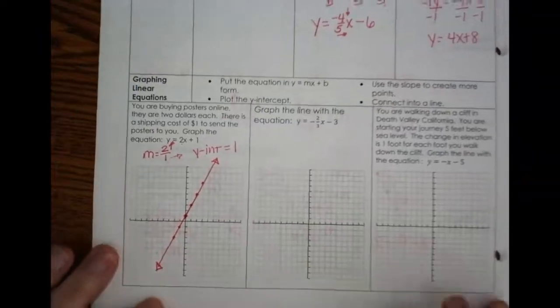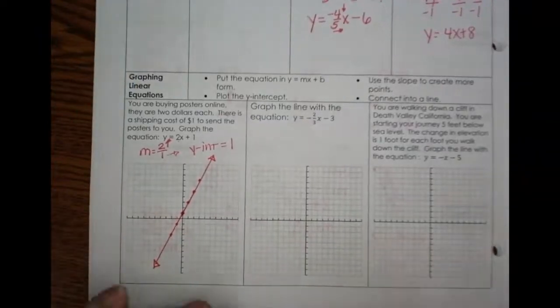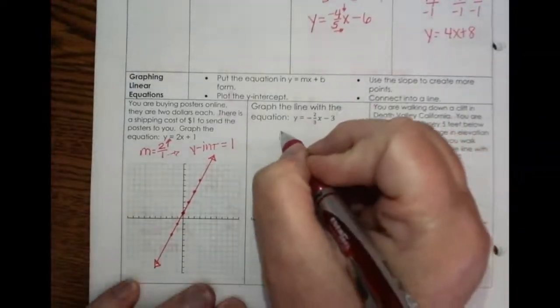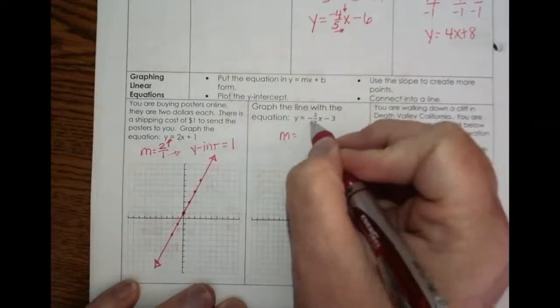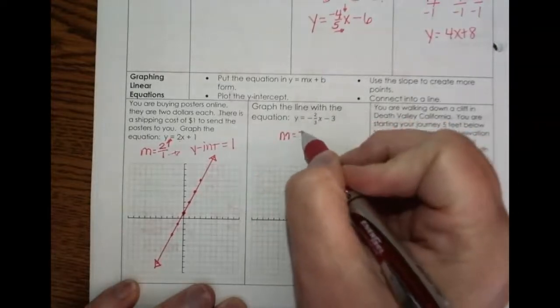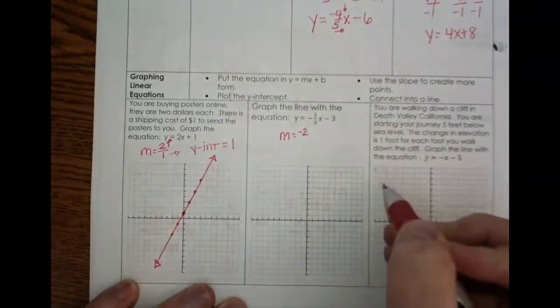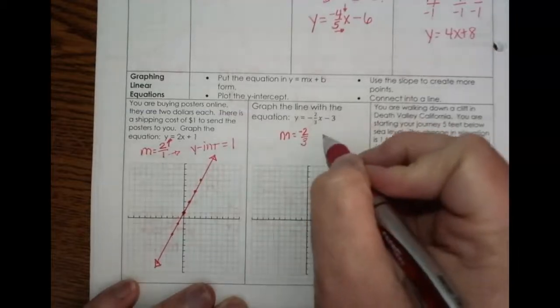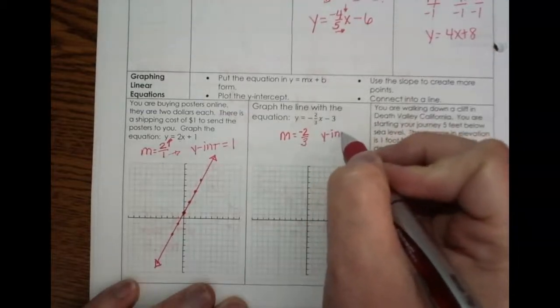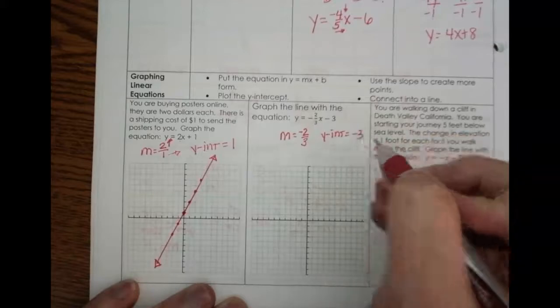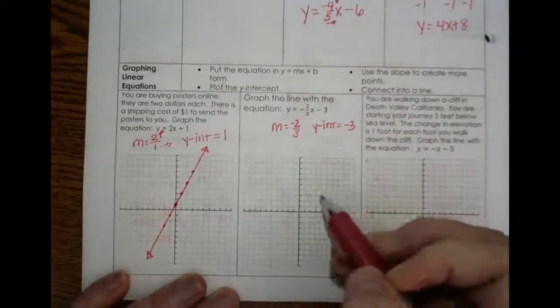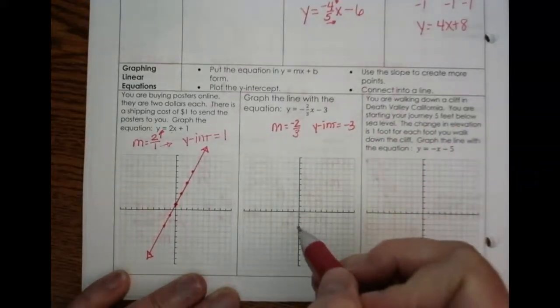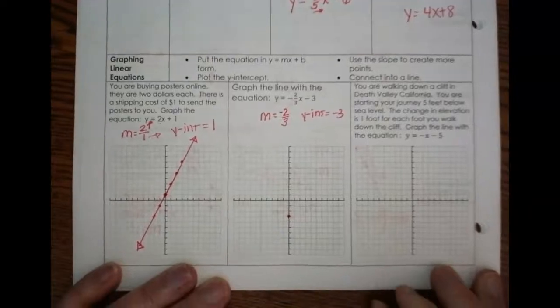Okay, so let's take this second one. Here I have a slope of negative 2/3. When there's a negative sign in front, I usually write it on the top. It's just easier to put it with the top guy. Negative 2/3, and my y-intercept is negative 3. So where y is negative 3, 1, 2, 3, drop your first point.